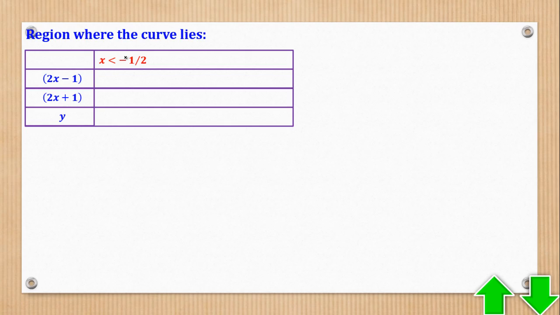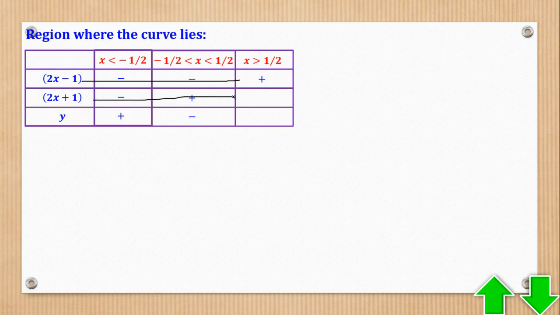Then before negative a half, I can use negative 1 here. I'm choosing the sign, negative 1 here, you get a negative. So overall it will be positive. What about between negative a half and positive a half? I can use 0 here, 0 here. So overall is negative. What about beyond positive a half? I can use now 1 here to get that. So overall is positive. Like that.